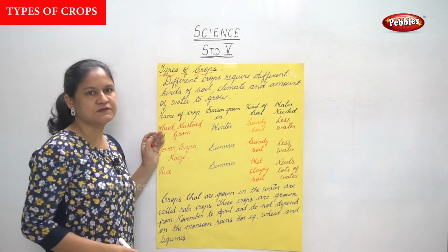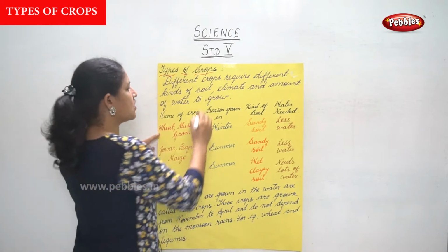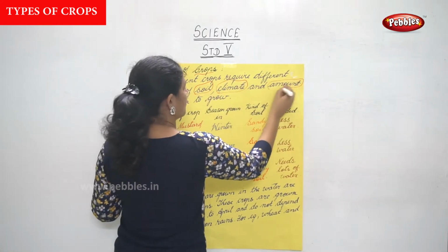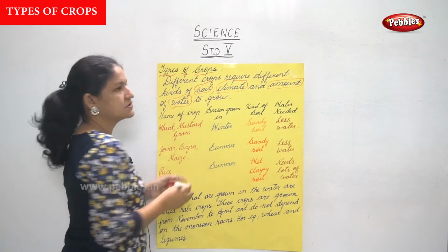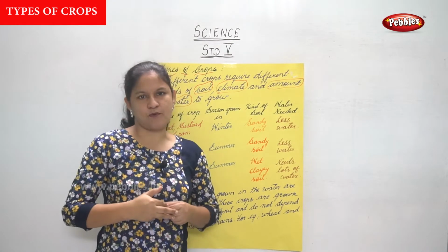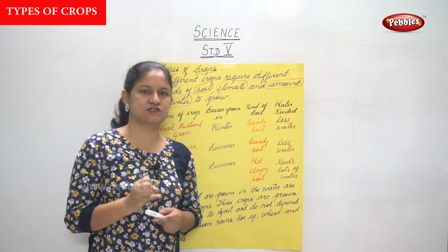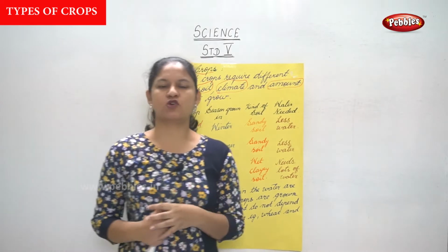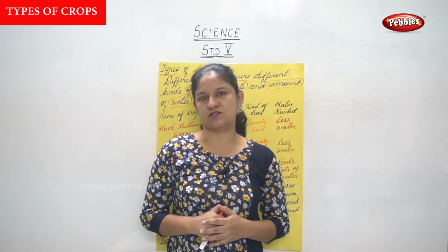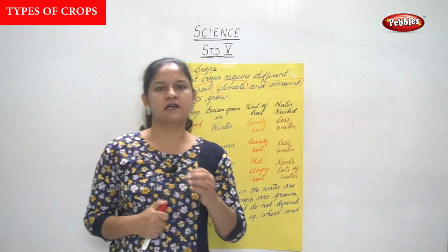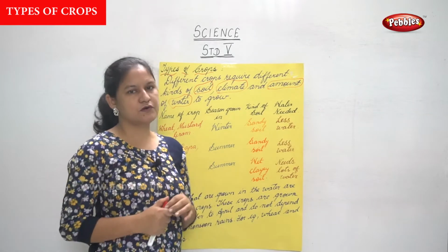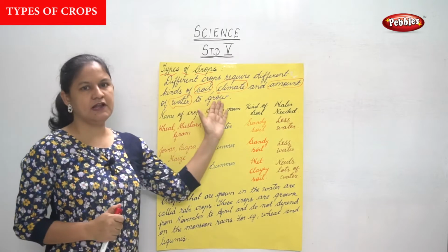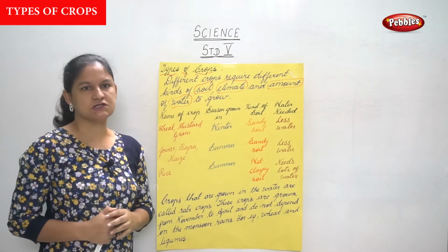So different crops require different kinds of soil, climate and amount of water to grow. So we see that each and every crop requires different types of soil, climate and the amount of water. There are certain crops that require a large amount of water to grow, and certain crops that need minimum water to grow.